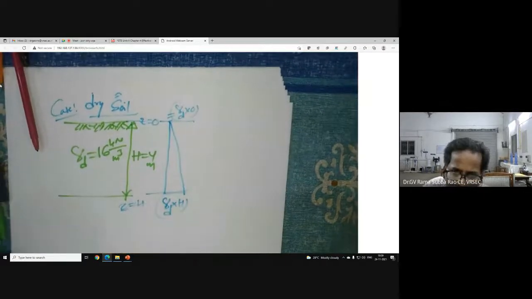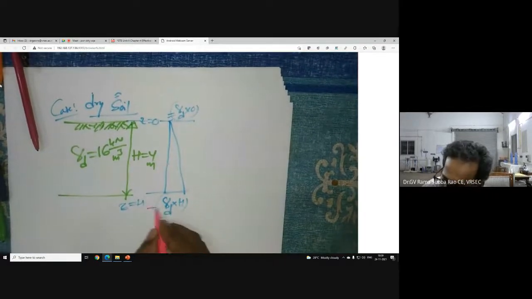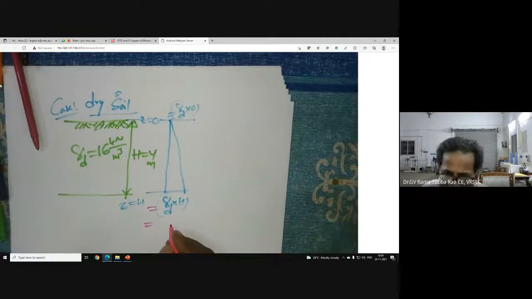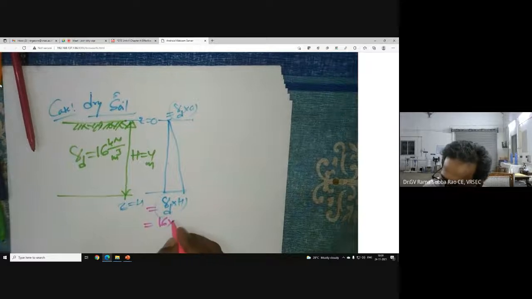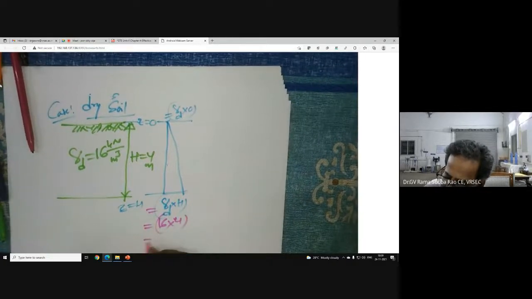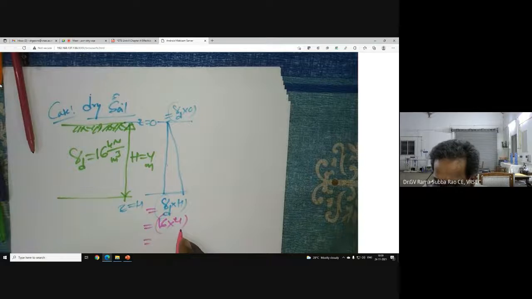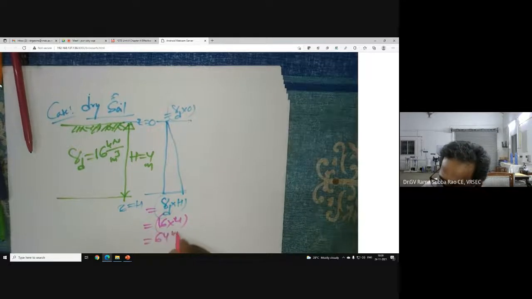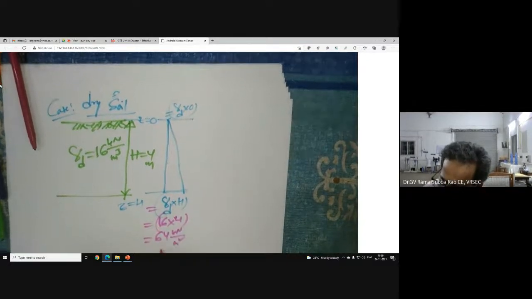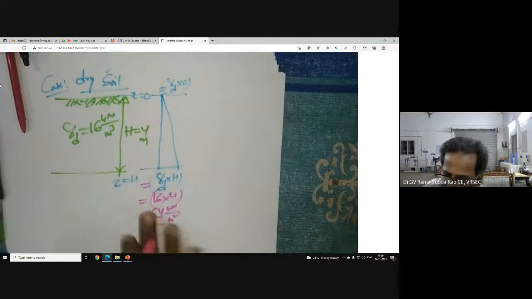Now let me tell you what I'm getting at the base of the soil. What I say here: 16 into height, which is 4. So I can easily write now 16 into 4, 40 plus 24. So it will be 64 kilonewton per meter square. This is the total stress distribution diagram.